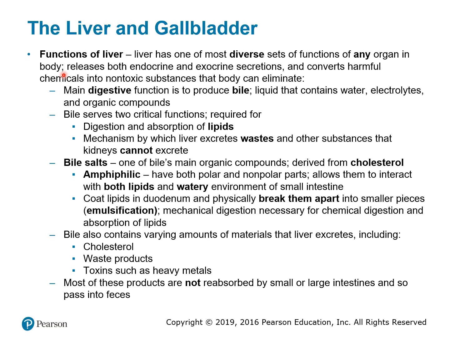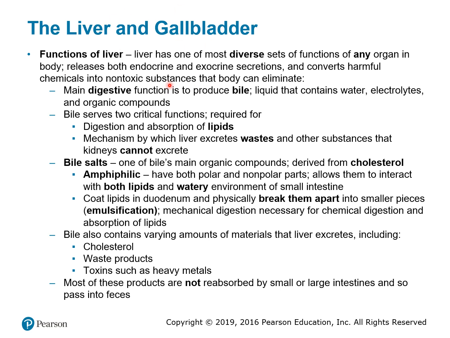Okay, so talking more in detail about the function of the liver, like I said, it is an organ that doesn't really come in contact with the food. That's why it's called an accessory organ, but it is no less important. The liver has diverse sets of functions, like any other organ, but it's going to release both endocrine, meaning hormones, and exocrine secretions, meaning the enzymes, to convert harmful chemicals into non-toxic substances that the body can eliminate. So think of your liver as neutralizing any toxin that you introduce into your digestive system. It is going to be neutralized there.